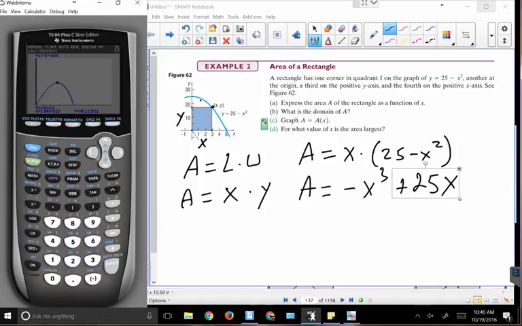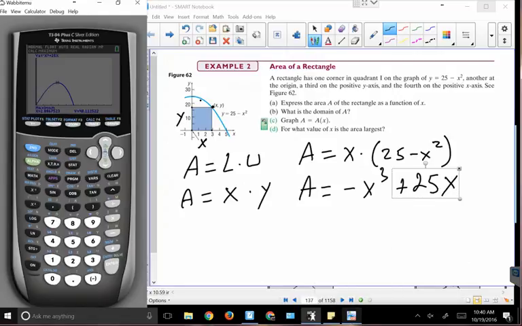Now, questions, thoughts, concerns? Wait till the assignment. I know, wait till the assignment. But the idea is, once you know what it's talking about here, you create the formula for it, put it in terms of one variable, and see what you come up with.